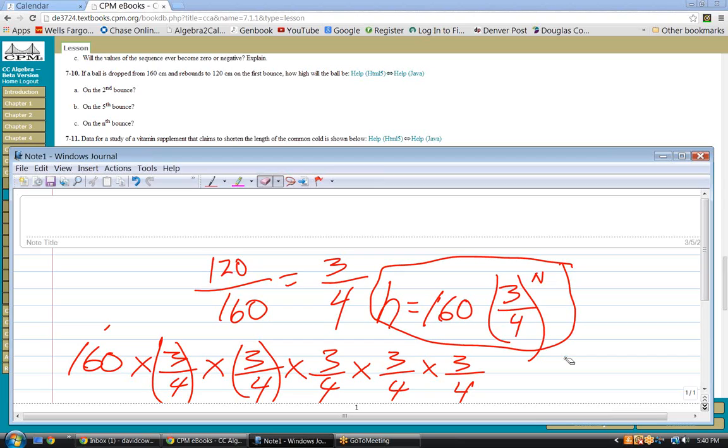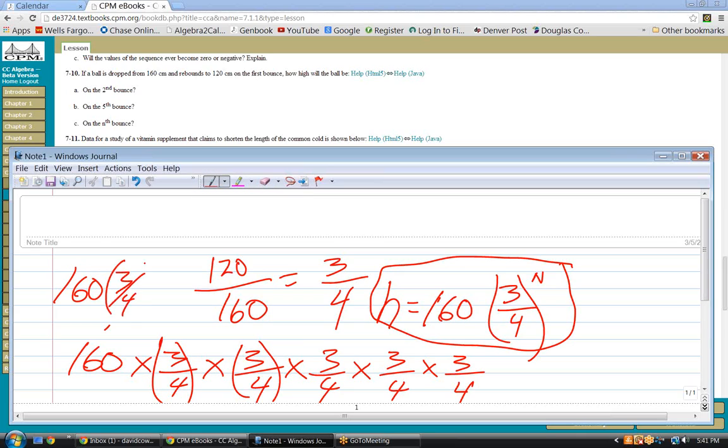There's no such thing as a bounce ratio greater than 1. In other words, there's no ball that will bounce higher than it's dropped from. Right. So for the 5th bounce, it's 160 times 3/4 times 5 times, which is the same as 160 times 3/4 to the 5th power.